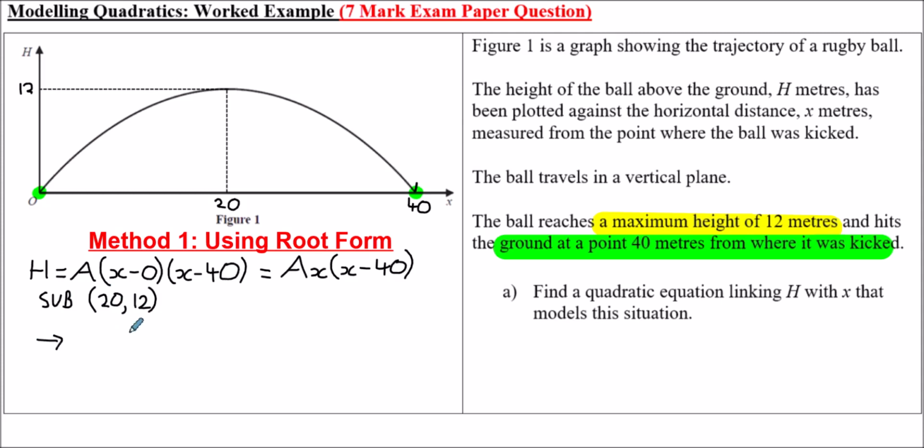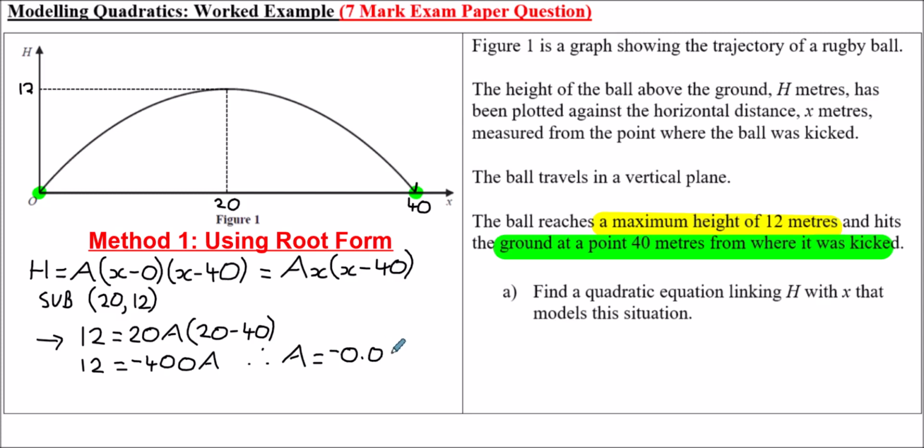what we're going to get is that the height h is 12 when x is 20. So A x is then A times 20. So we have 20A, then brackets 20 minus 40. So this can be neatened up. And so 12 is going to equal 20 times, this is minus 20, so it's going to be minus 400A. So now if we divide through by minus 400, we can work out that A must be negative 0.03.